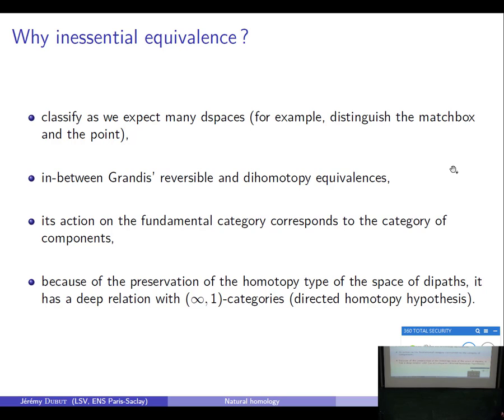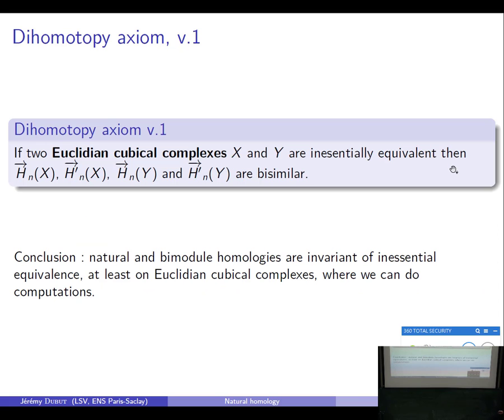For example, if you look at classical dihomotopy equivalence coming from Marco Grandis's work, what you get on the fundamental category is groupoidification. And it is known that groupoidification loses a lot of information on the category. For example, all non-commutative behaviors are lost with groupoidification. And so we do have, with this notion of dihomotopy equivalence, a dihomotopy axiom, at least for Euclidean cubical complexes, but for more general spaces, whatever.